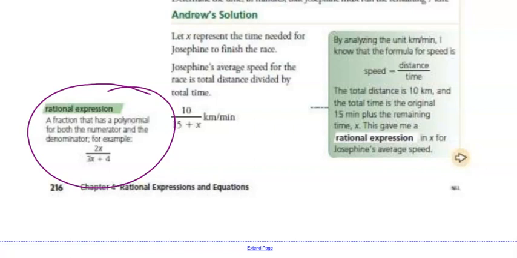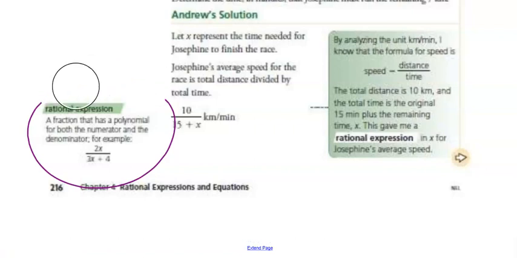By the way, the number 1 is a polynomial. The number 17 is also a polynomial. Okay? So you can just have a number up top. It doesn't have to be 2x over 3x plus 4. It can be 10 over 5 plus x. That's a rational expression. Okay?